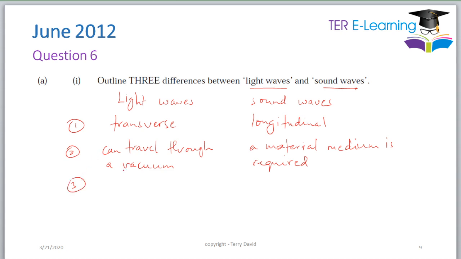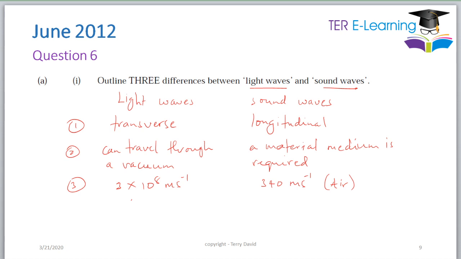Our next difference, like you all said: the speed of light is actually 3 by 10 to the 8 meters per second in air, and the speed of sound is much smaller. It's around 340 meters per second, and this is in air. So the speed is vastly different.